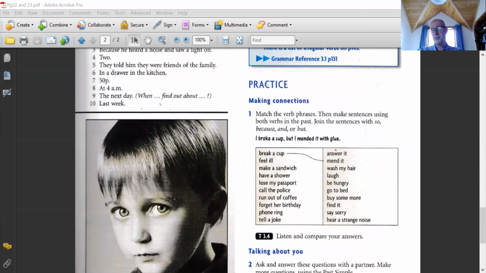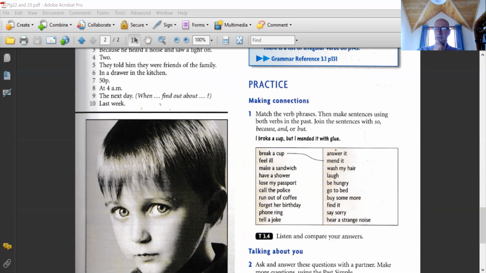Now, next part, practice making connections. Match the verb phrases. Then make sentences using both verbs in the past. Join the sentences with so, because, and, or but. So first part is join these two up. So break a cup, mend it. They go together, okay? So then we make a sentence in the past. I broke. So break is the infinitive. Broke is the past. I broke a cup, but I mended it with glue. So the infinitive, mend it. We turn it into the past, mended it with glue.